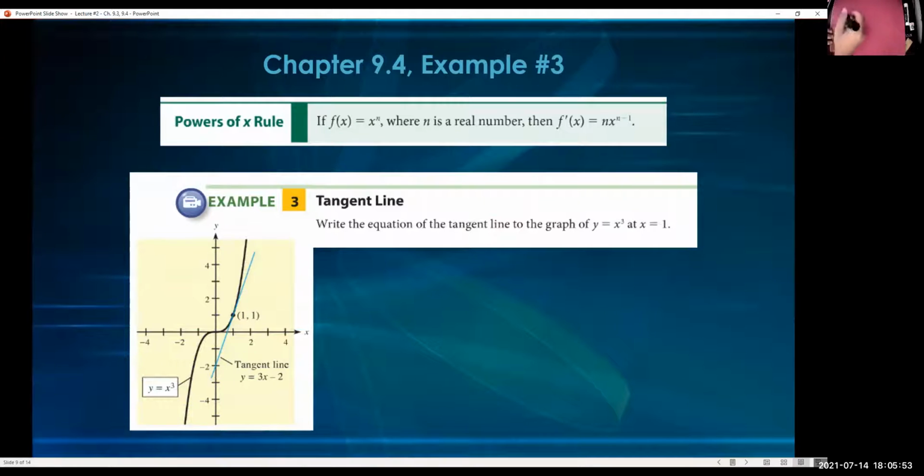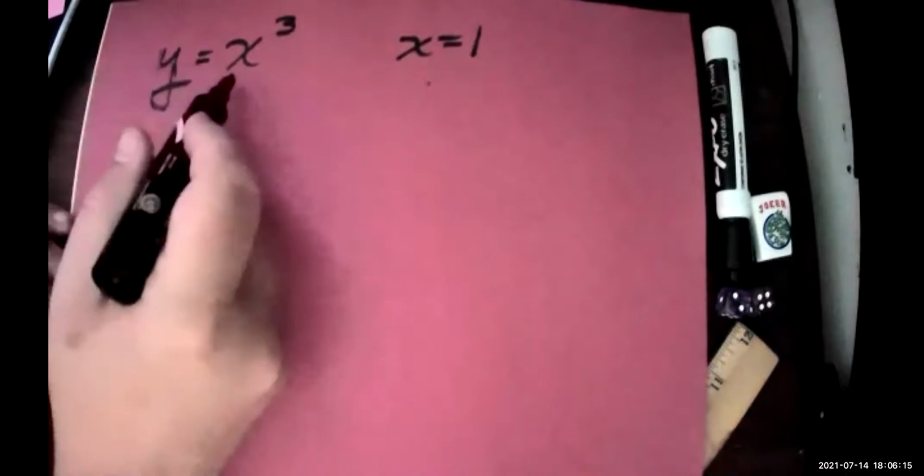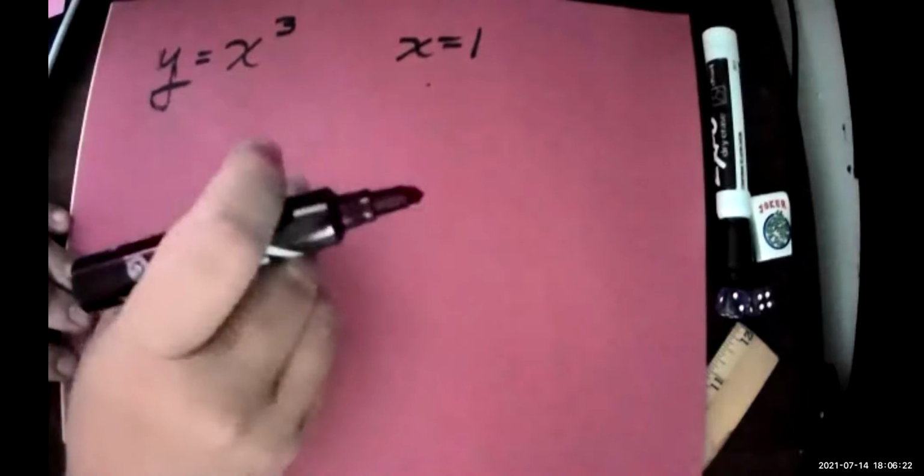The question is, write the equation of the tangent line to the graph of y equals x cubed at x equals 1. We want the equation of the tangent line at x equals 1. This is an age-old calculus question that you hear over and over and over again. Write the equation of the line that is tangent to this function at this point. Basically what it means is take the derivative, plug that in to get the slope, then use that as the slope and write the equation of the line.